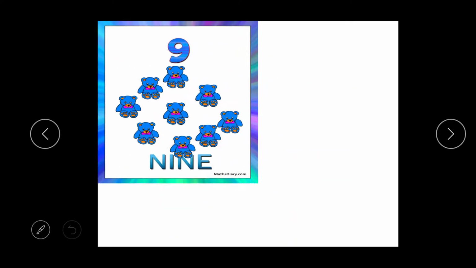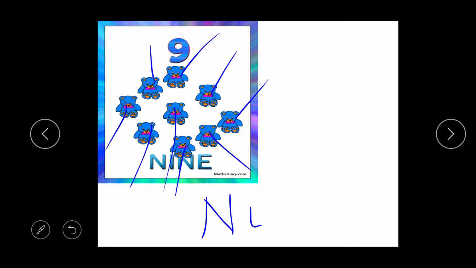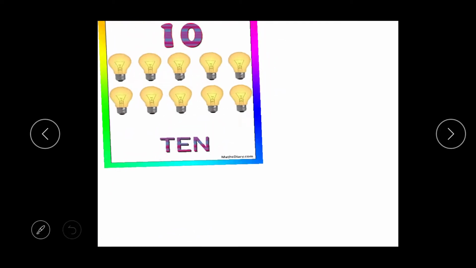The next number is number 9. Wow, I love teddy bears. 1, 2, 3, 4, 5, 6, 7, 8, 9. So let's learn how to spell our number 9. N-I-N-E. 9. Number 9. N-I-N-E. 9. So let's move on.